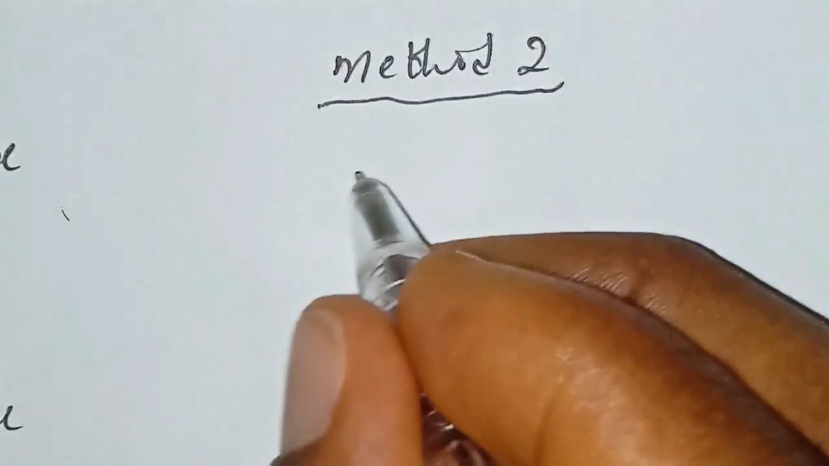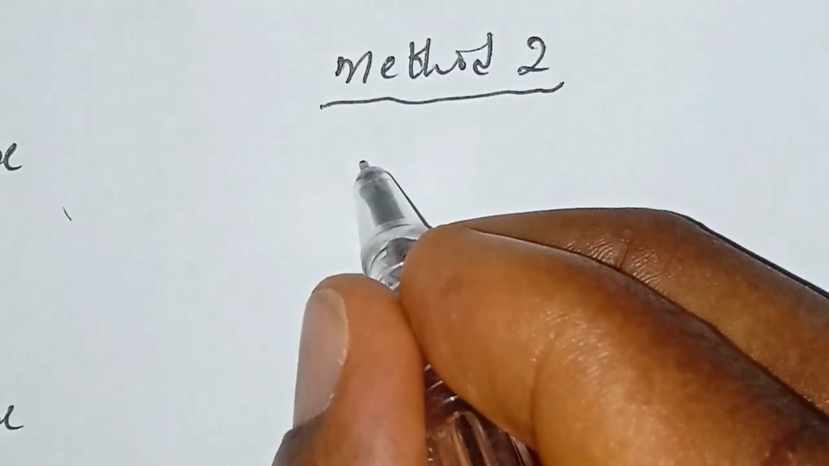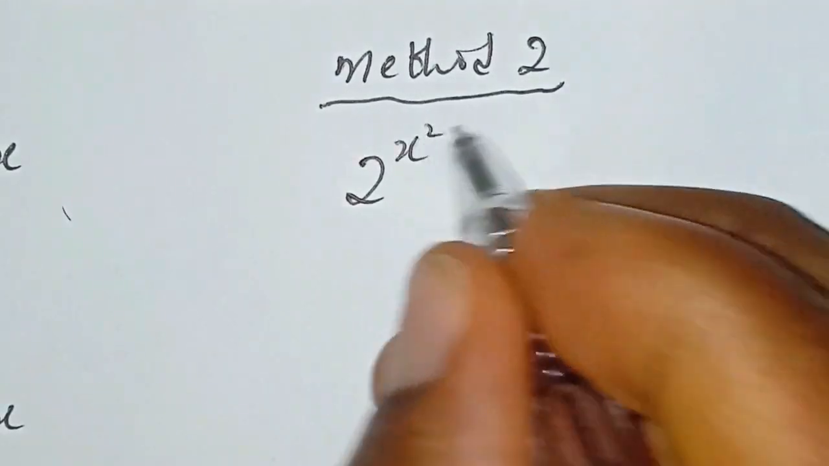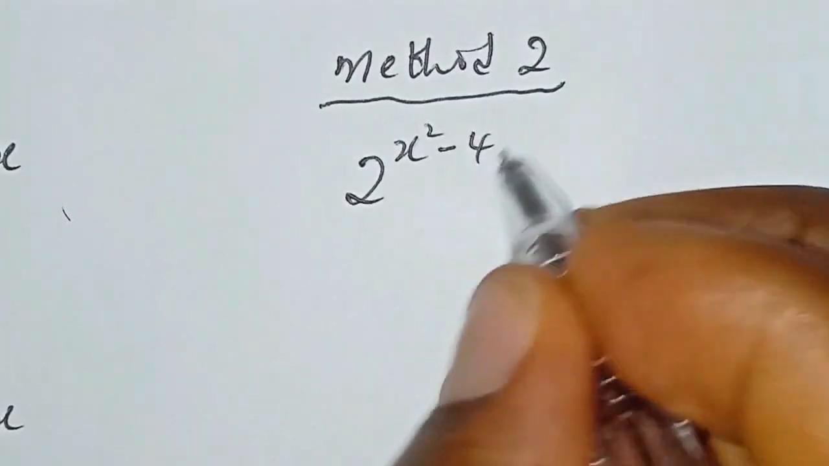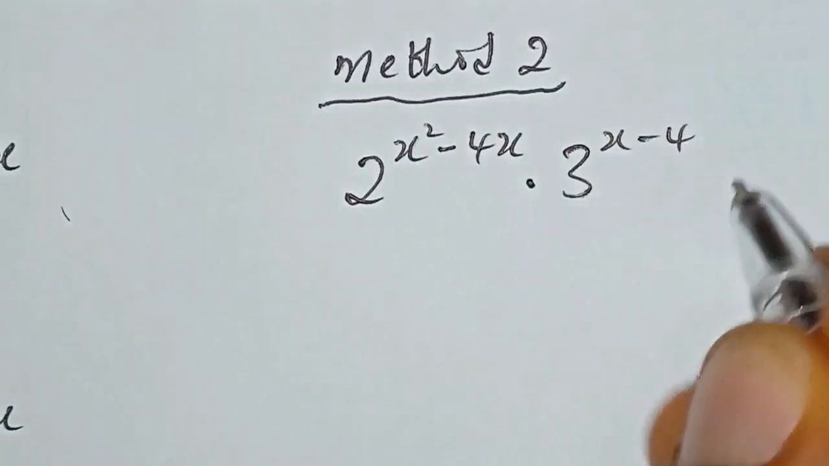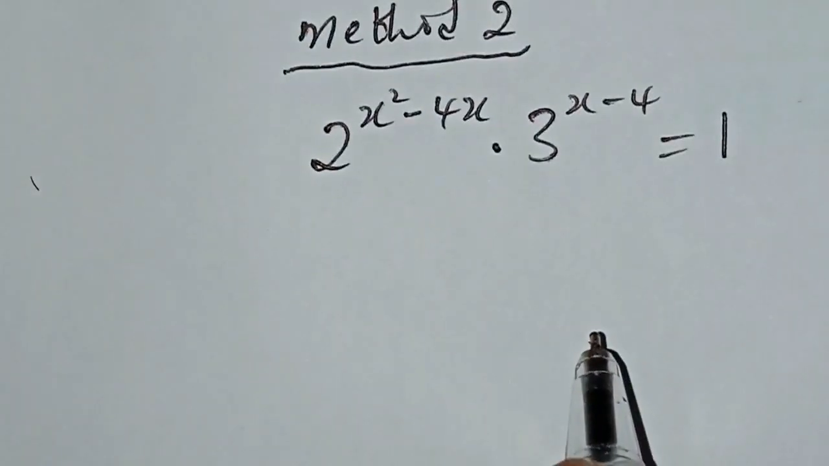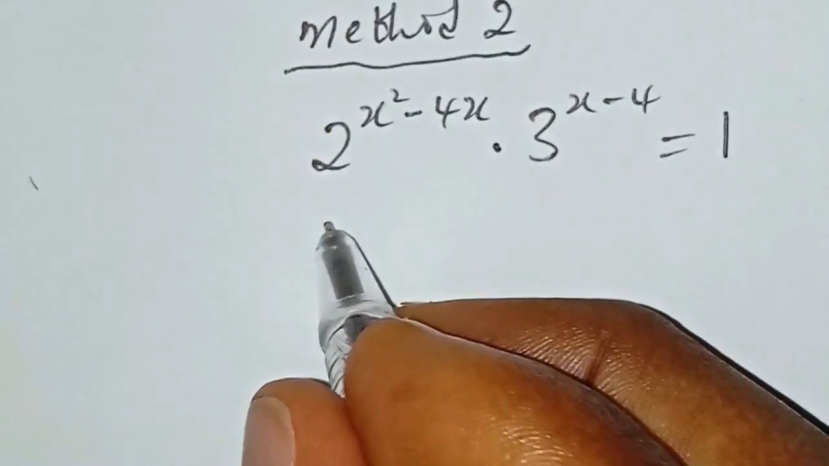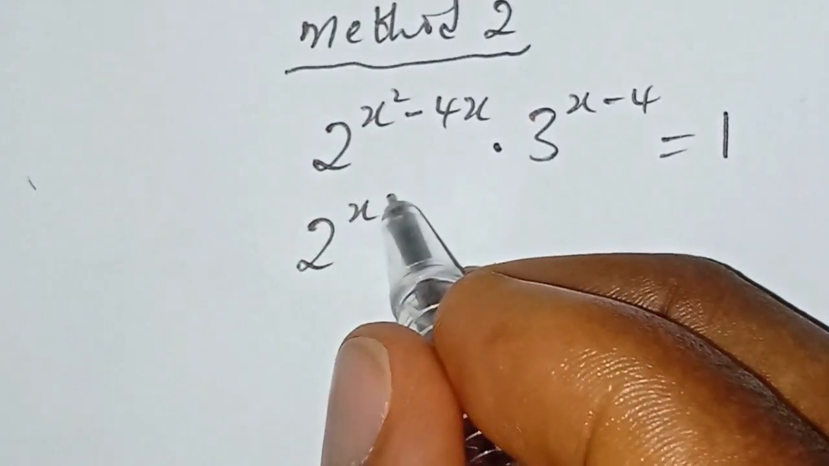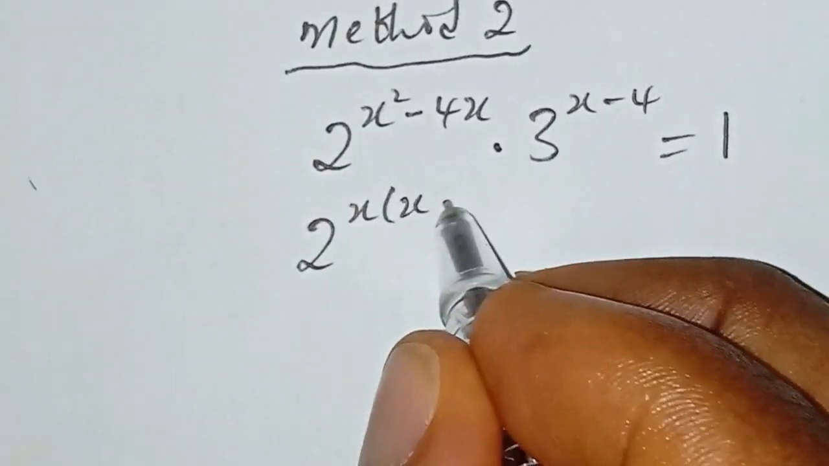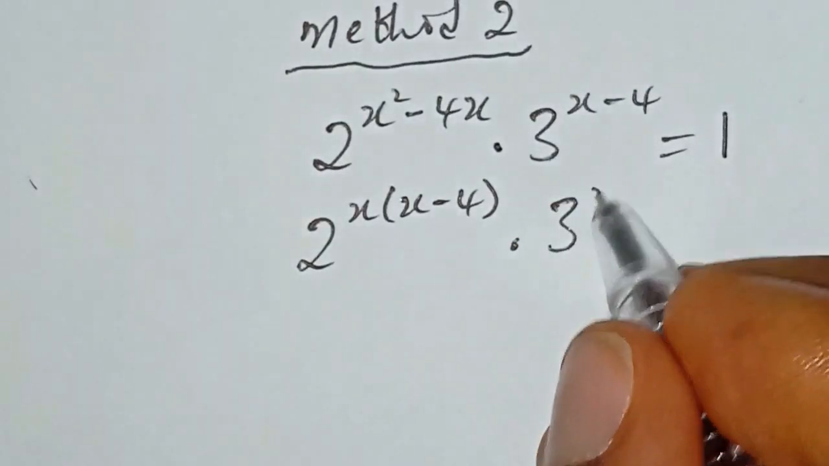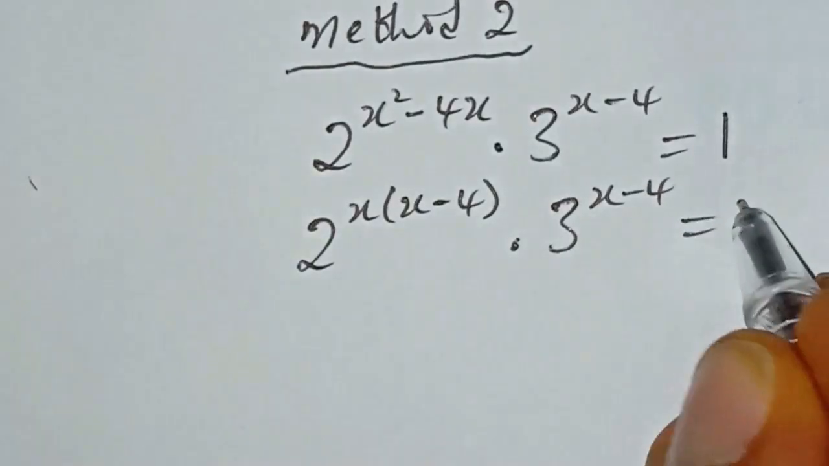So another way to approach this is from the step where we have 2 to the power of x squared minus 4x multiplied by 3 to the power of x minus 4 equal to 1. So here we can now approach this as 2 to the power of x, we factor x out into bracket x minus 4 multiplied by 3 to the power of x minus 4 equal to 1.